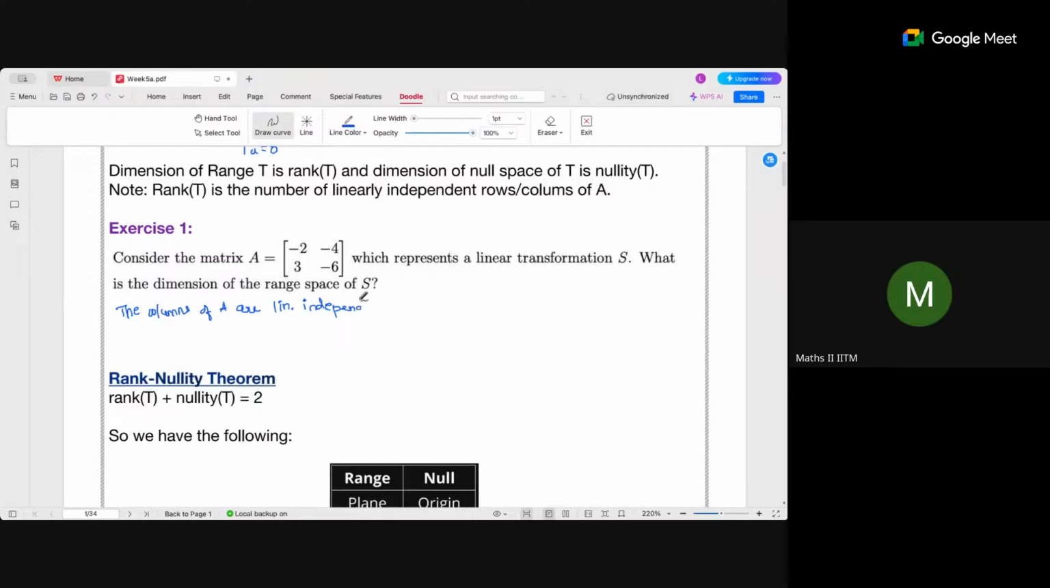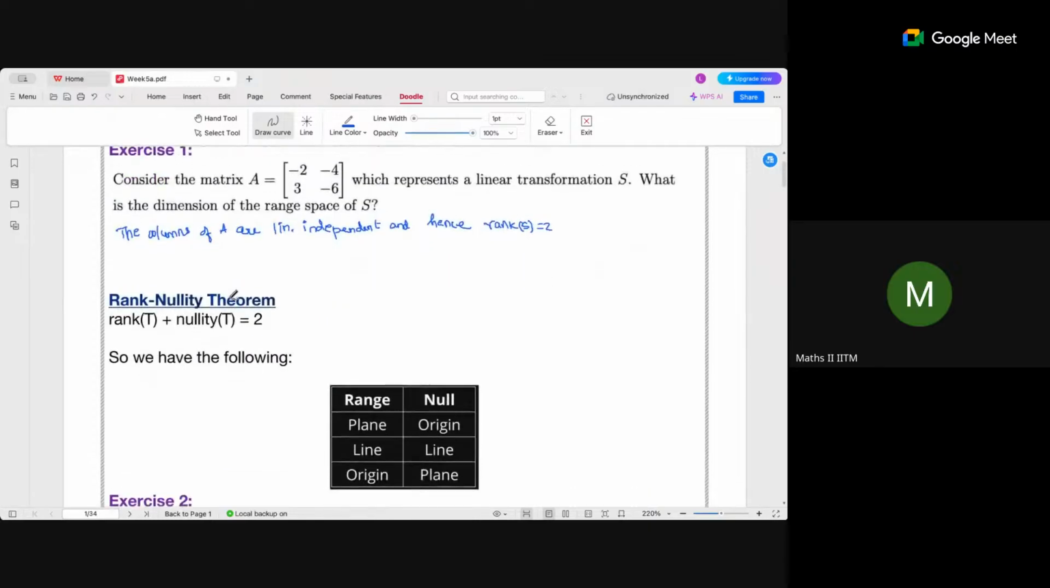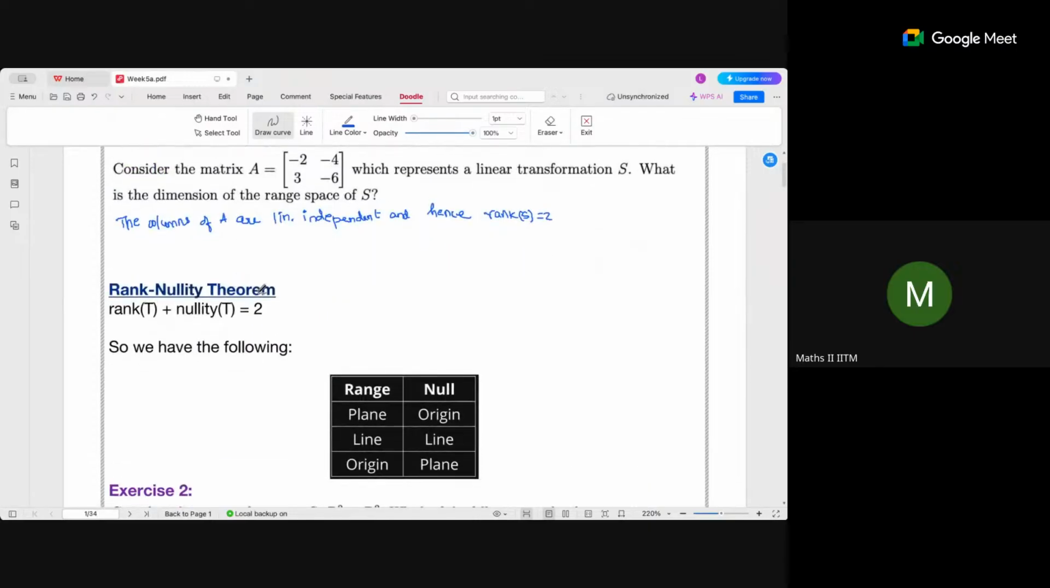So this is linearly independent, and hence rank is 2. Yes, very good. Rank of S is 2. Very good. Okay, fine. So we know this is the rank nullity theorem for T. This is only for T from R2 to R2, right? So we have the following.